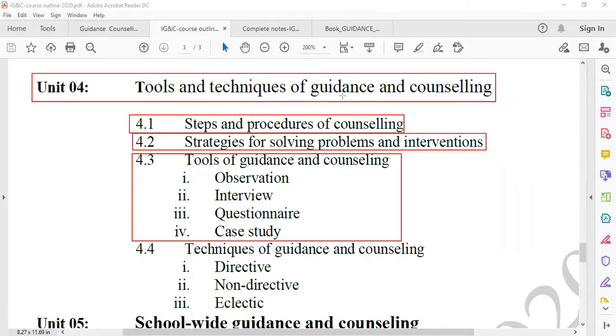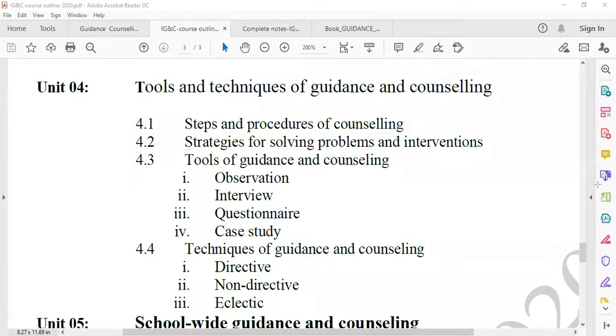Now, likewise, techniques of guidance and counseling. We have three techniques: directive, non directive, and eclectic. Basically, this unit will talk about the process and procedure of providing guidance and counseling.